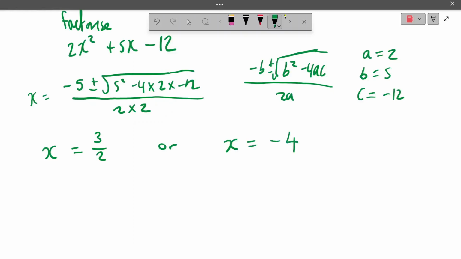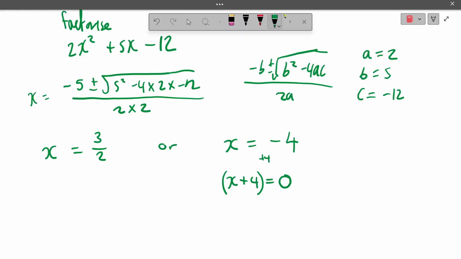So I'm going to start off on the minus 4 because that's the easy one to deal with first. And I just need to get x on its own. Well, I just add 4 to both sides. So we get x plus 4 equals 0. That's our first bracket sorted. Nice and simple. Let's look at the other one.